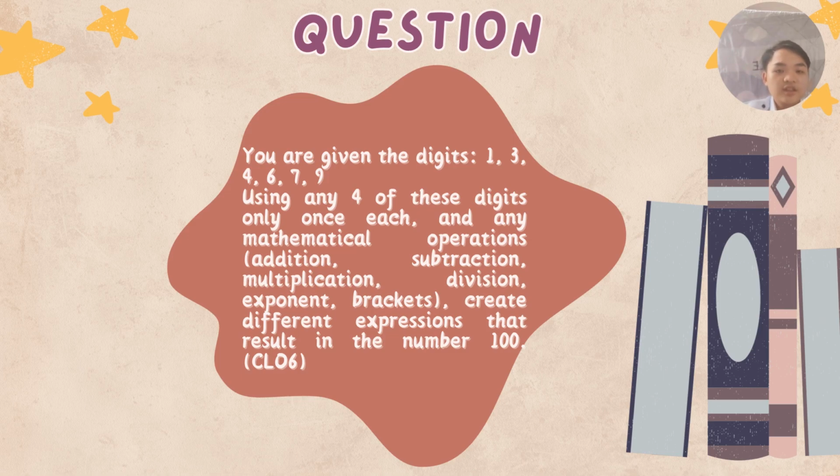And the last question is an advanced level heuristic question. You are given the digits 1, 3, 4, 6, 7, 9, and we can use any 4 of these digits, only once each, and any mathematical operation such as addition, subtraction, multiplication, division, exponential, or brackets. We can use these operations to create an expression whose result is 100. This question involves CL6, which is creating.